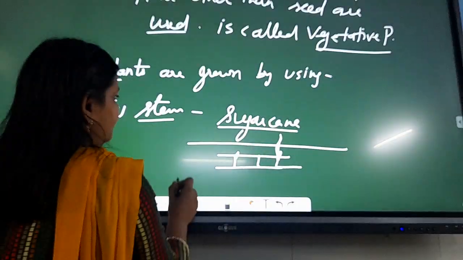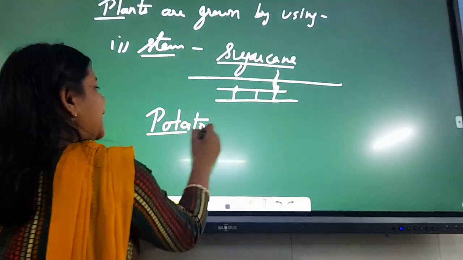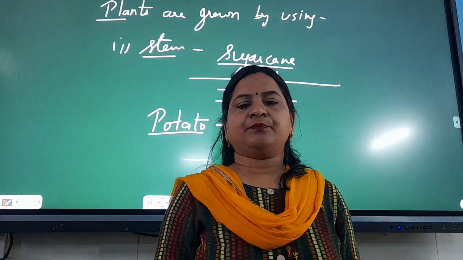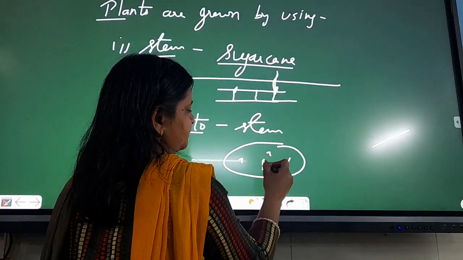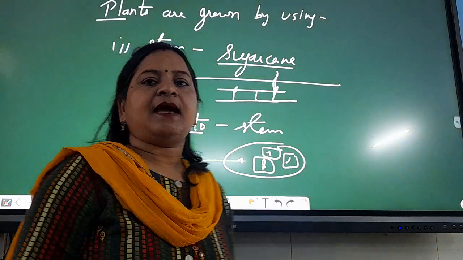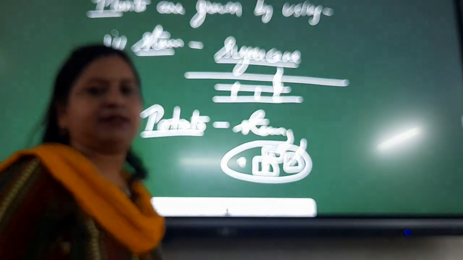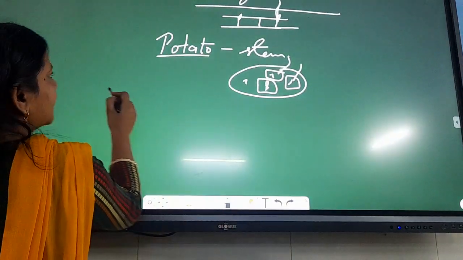In the same way, there's another example, like potato. Potato is also a stem. It is underground, but it is a stem. As we can see, the buds on it are called eyes, and these can develop into a new plant if they are buried in the soil.